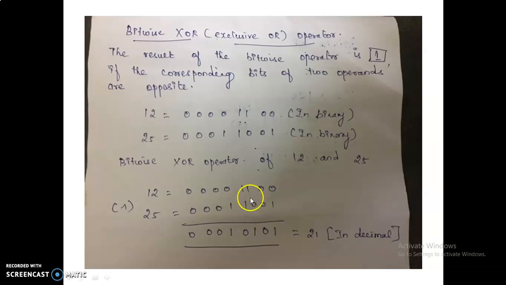Here these two are different. The first one is 1. This is 0. The two bits are different. So the result is 1. Here the two bits are the same. Here also 1. Here also 1. So the result is 0.